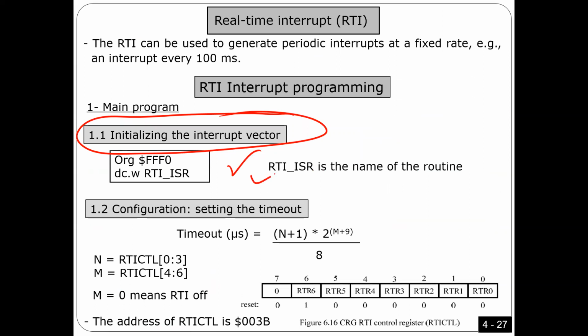So I did it here. This is the name of the subroutine, as you see here. You can call it any name, but I'm going to call it RTI underscore interrupt subroutine. And then here I'm going to use FF0. You have to use this one in your program, as I mentioned before.